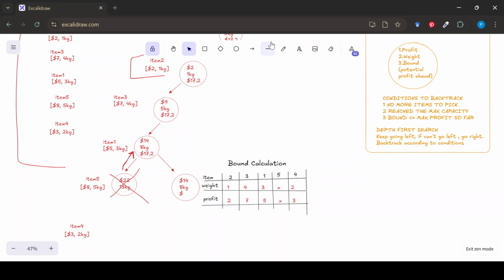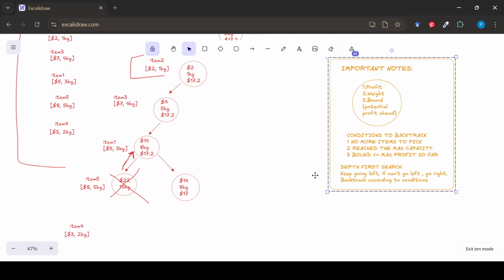And here if we add up the numbers, bound will be 7 plus 3, 10, 15, 17. Yes, our new bound here is 17. Let's check our conditions. Right, so our bound is found.